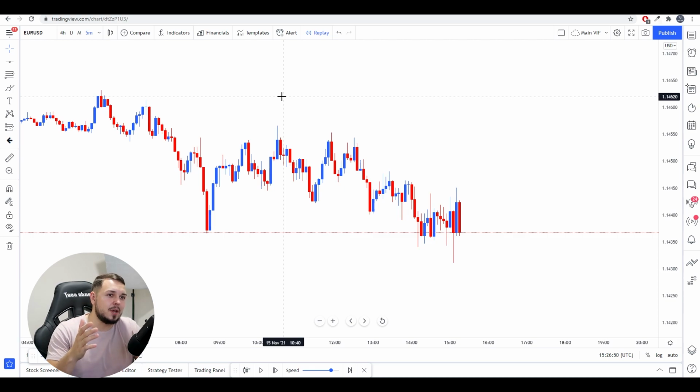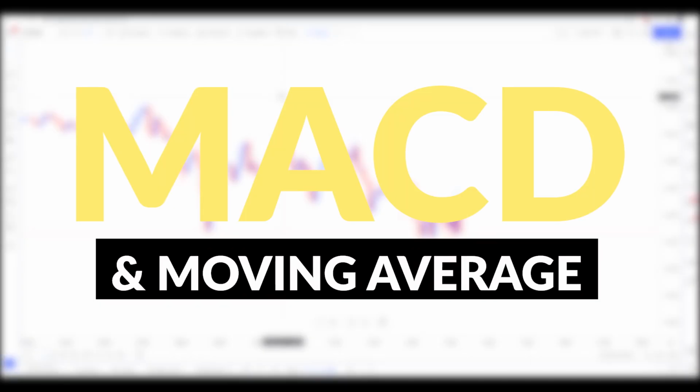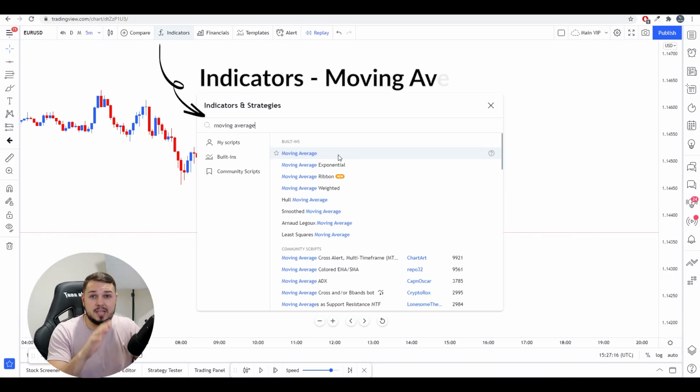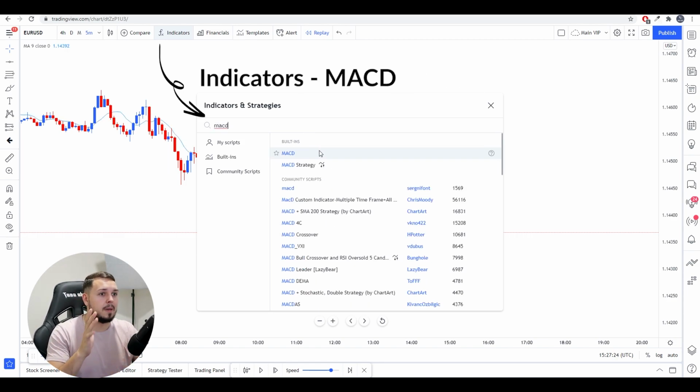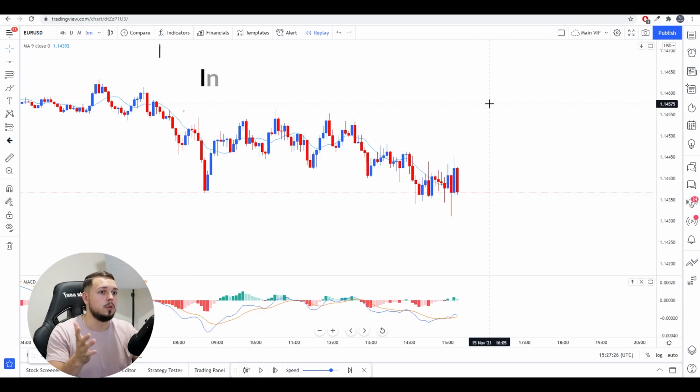For this trading strategy, we will need two simple indicators, which is the MACD and the moving average. So let's add them to the chart. Type in moving average, it's inside built-ins, click the first one, okay. Now do the same thing for the MACD, built-ins, MACD, and this is the one we want.